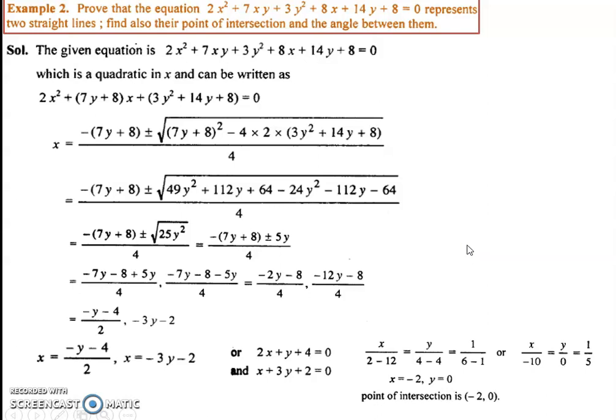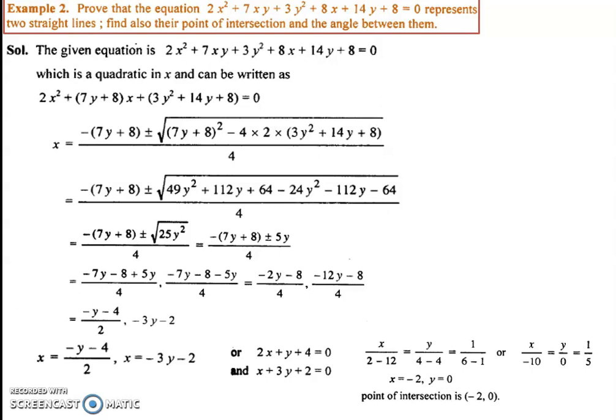Another question, example 2. Just see, prove that the equation 2x² + 7xy + 3y² + 8x + 14y + 8 = 0 represents two straight lines. Find their points of intersection and angle between them. So now we want to find the points of intersection. For the point of intersection, we require the equations of the two lines. And it's a different story from the last lecture.